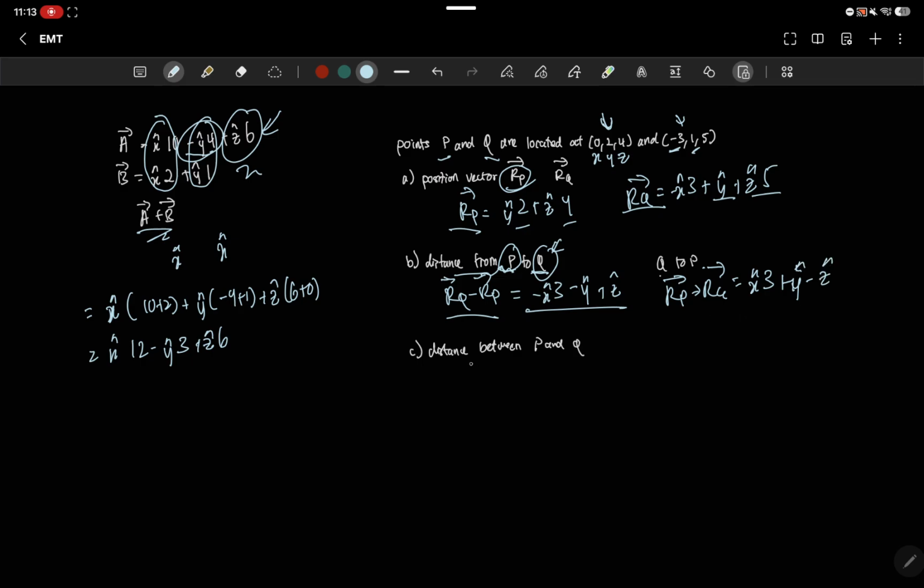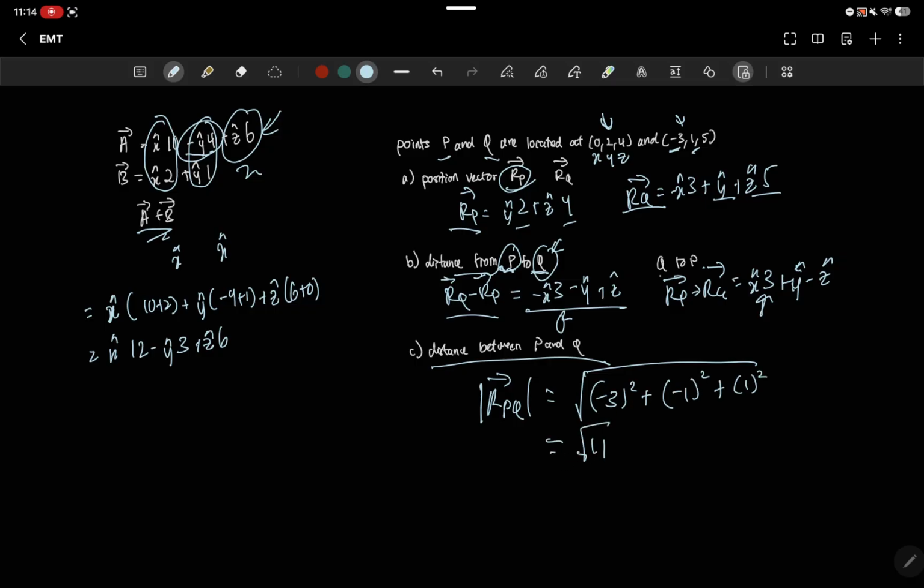Now for the distance between P and Q, you can take either one, so this is how we write it. Then we square root the square of each: -3 squared plus, either way, 1 plus 1, so you'll get the square root of 11. This is the distance. If it says from P to Q, you need to take the second one minus the first one. If it says between P and Q, you can take the difference either way and calculate it as such.